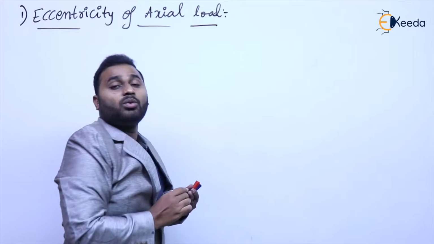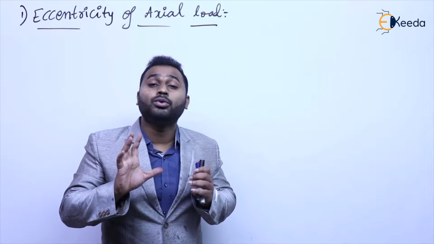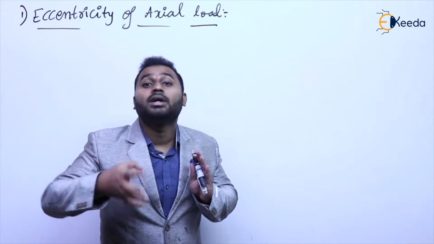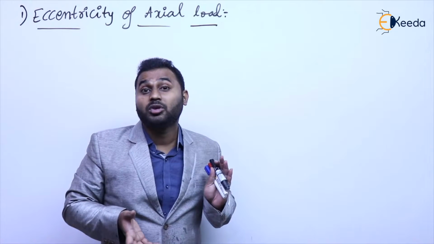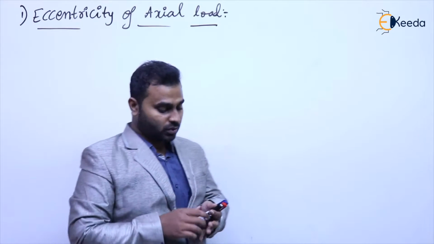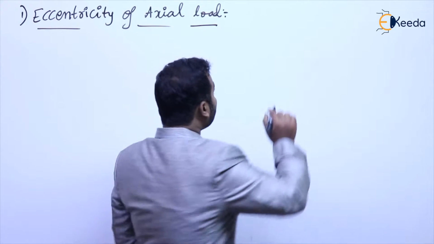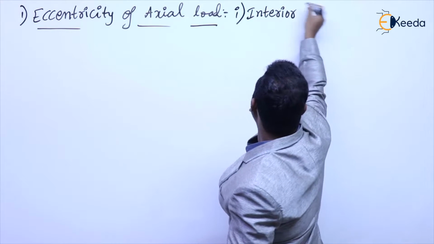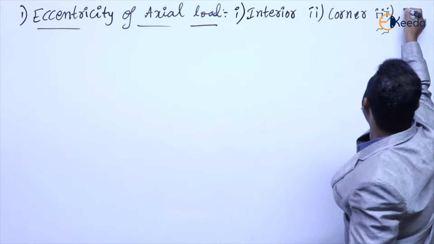To understand how this eccentricity of axial load produces significant moment onto the column, we first need to know about the types of columns in a structure based on the load transferring mechanism by the beams. Is that okay? There are three types of columns based on the load transfer mechanism by the beams onto the column. First one, interior column. Second one, corner column. Third one, exterior column.